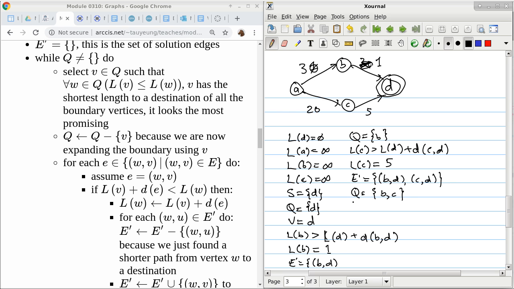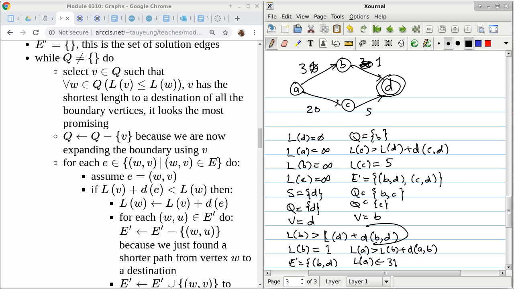So now we say Q is only C because we remove B first. V is B. And then we look into the vertices or edges going from something else into B. And there's only one edge here, which is AB. So now we evaluate, okay, so this goes around here. So we now look at L of A. L of A at this point is still infinity. And it is, in fact, greater than L of B plus the distance of going from A to B, which is 30, right? So now we update L of A and say, you're not infinity anymore, you're now 31.